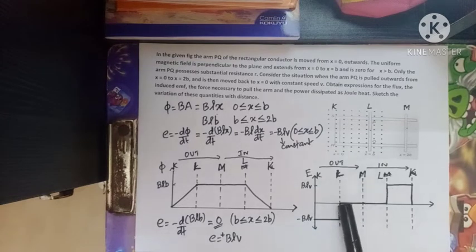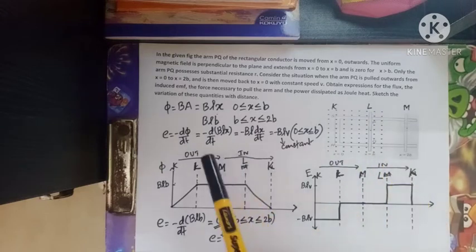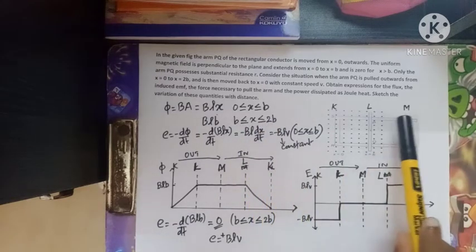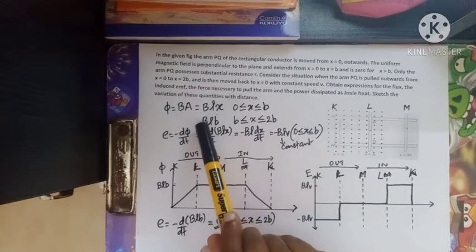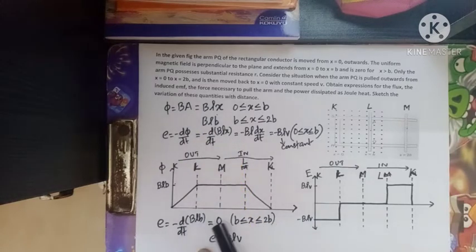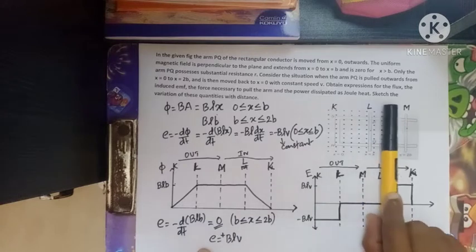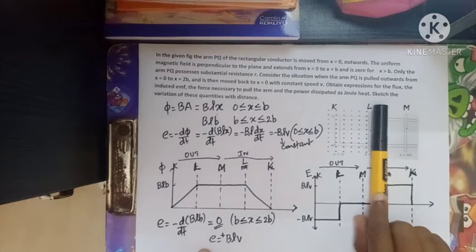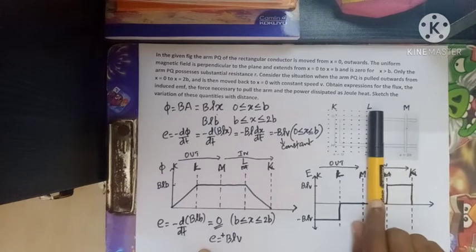Then what happens from L to M? When you move from L to M, the magnetic field is constant at 2B, so the flux has a constant value. When you differentiate a constant, we get 0. From L to M, we have EMF 0. On the return journey, M to L, the EMF will also be 0 because no flux is changing here.